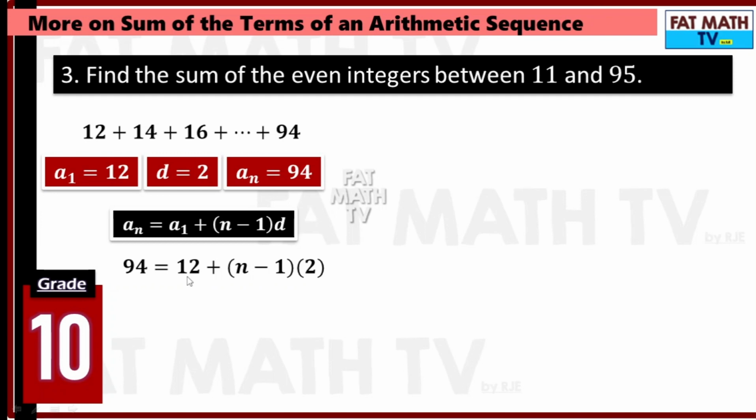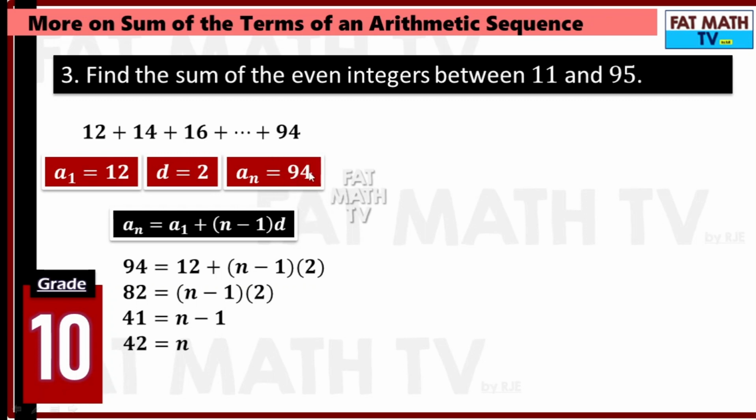Add negative 12 to both sides of the equation. You will get 82 here. And then copy n minus 1 times 2. And then divide both sides by 2. 82 divided by 2, you will get 41. And then add 1 to both sides of the equation. 41 plus 1 is 42. Meaning to say, this 94 is the 42nd term.